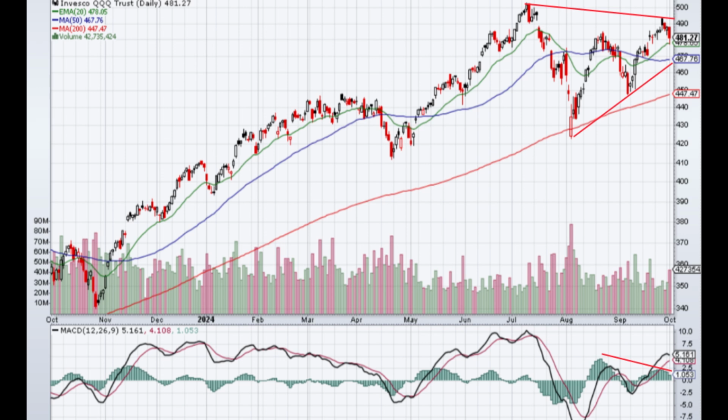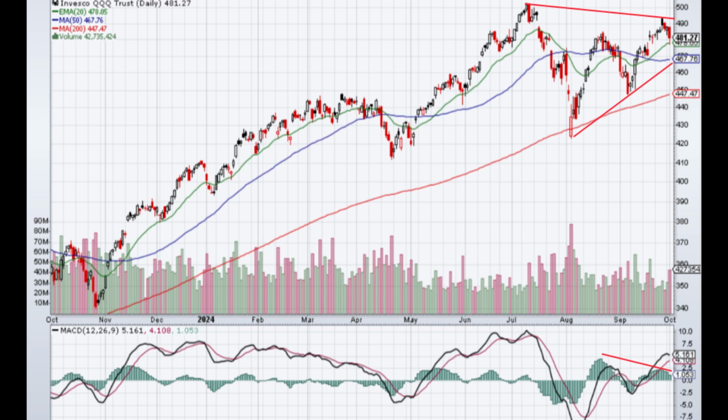Now, let's identify the key support and resistance levels. For support, the immediate level to watch is the 20-day EMA, which is currently around $478. This level has consistently acted as a dynamic support during the ongoing uptrend. If QQQ fails to hold above the 20-day EMA, the next support comes at the 50-day SMA, currently sitting around $467. A break below this level could indicate a potential change in trend, making it a crucial area to watch.